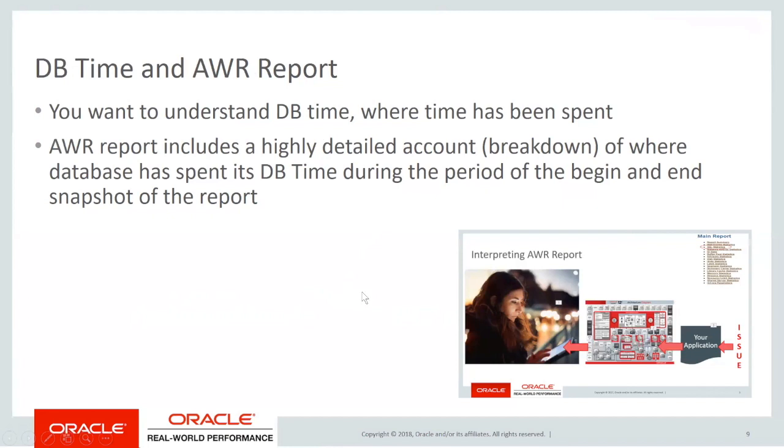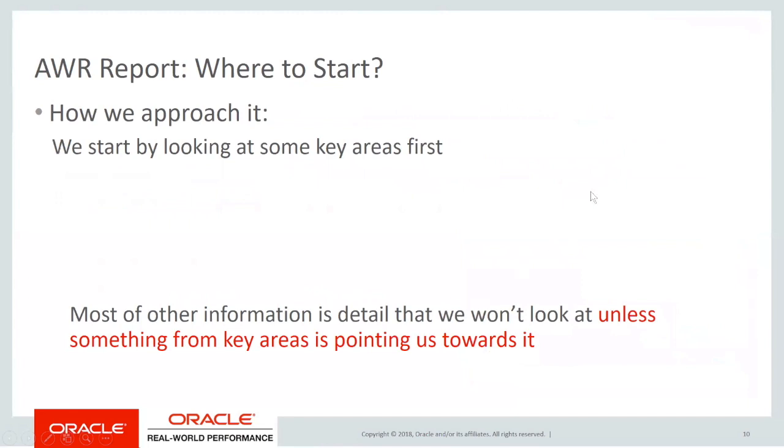So with that out of the way, what's the approach that we often take when we get handed foreign AWR reports? Whenever we get an AWR report, we start looking at some key areas first. Again, this is a huge report. It's a very big report with lots of information. And I'm going to reveal in a second what these key areas are. But we first always start looking at these key areas. Most of the other information on the report is detail that we don't look at unless something from the key areas is pointing us towards it. And I'm going to demonstrate that with the 3 AWR reports.